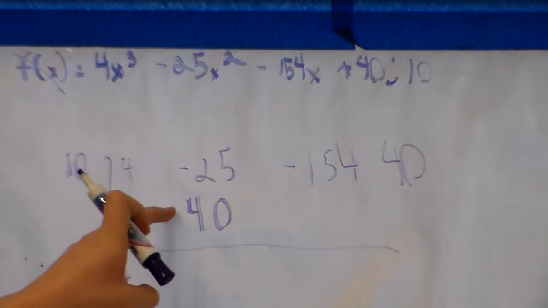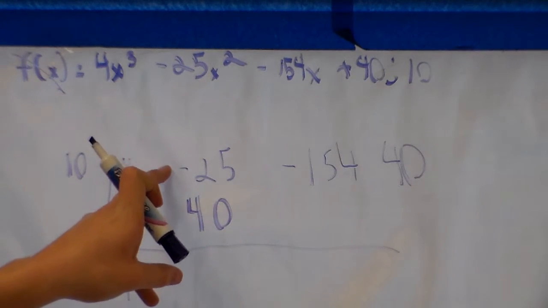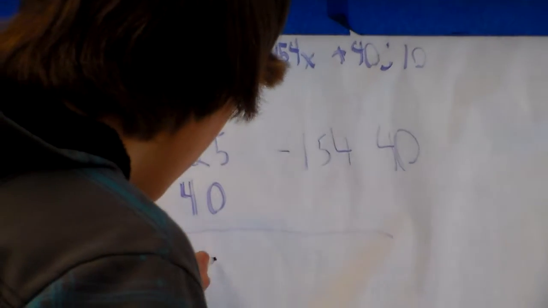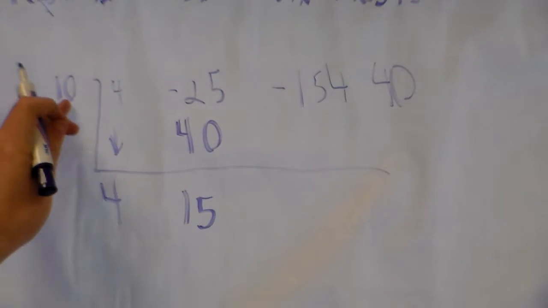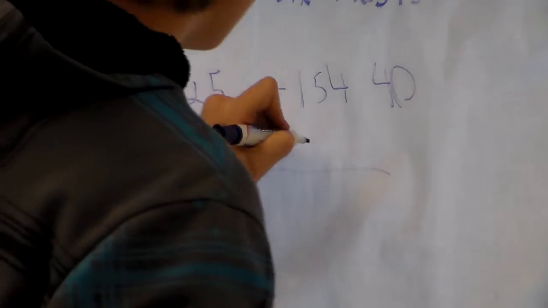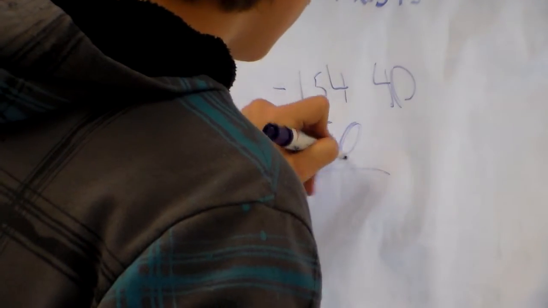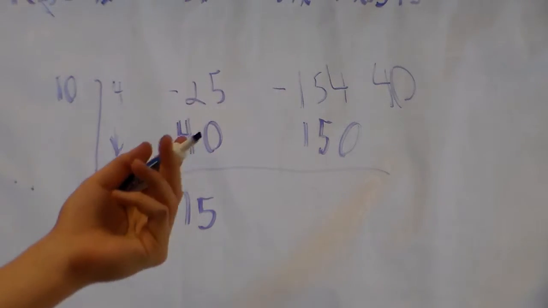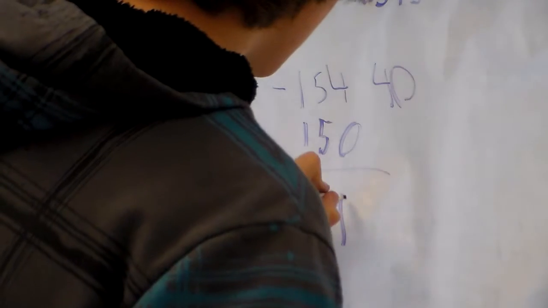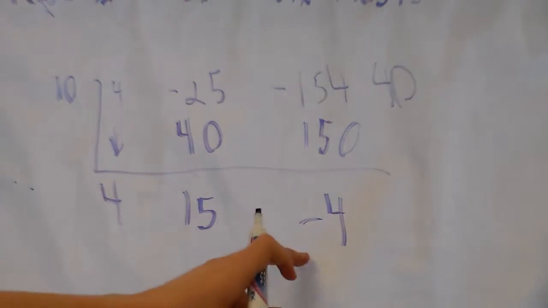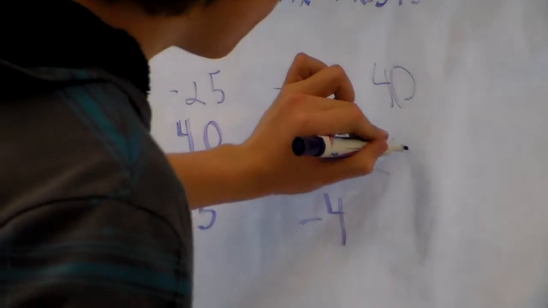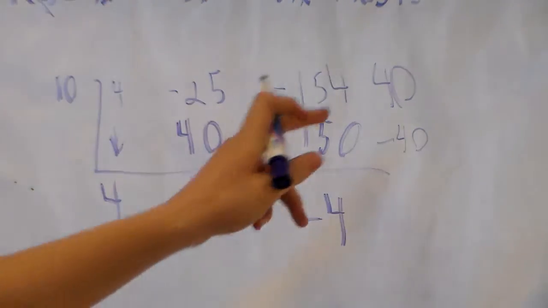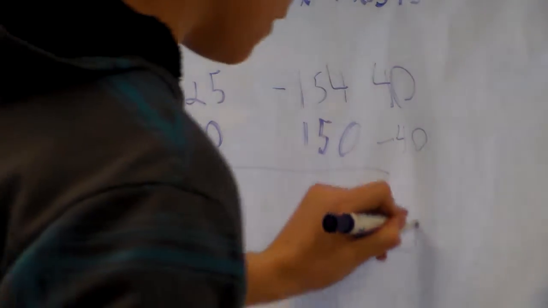So you're going to add 40 and negative 25, which is going to come out to 15. Then you're going to take 10 times 15, which is going to come out to 150. 150 plus negative 154 is going to come out to negative 4. 10 times negative 4 is going to come out to negative 40. And then you're going to take 40 minus 40, and you're going to get 0.